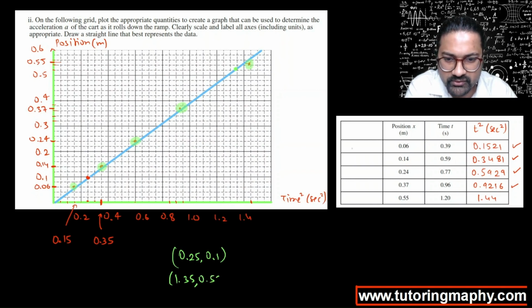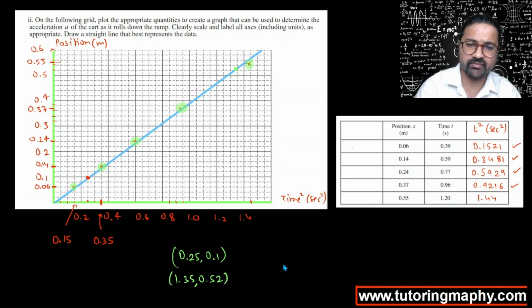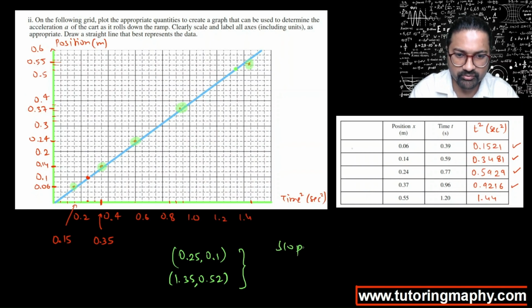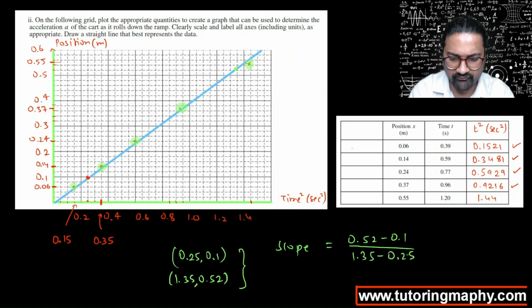All right, so these are the two values which I have. If I use my calculator to find the slope, the slope is going to be 0.52 minus 0.1 over 1.35 minus 0.25, which is 0.38.